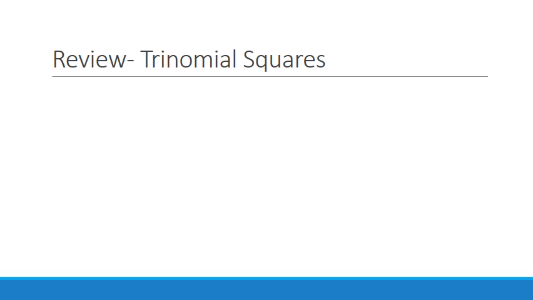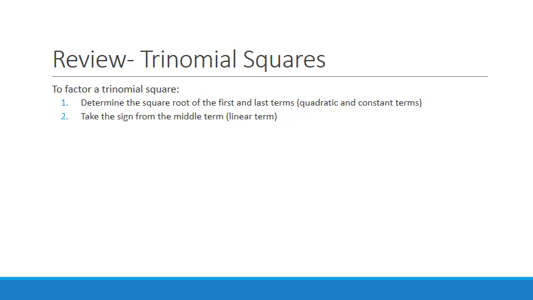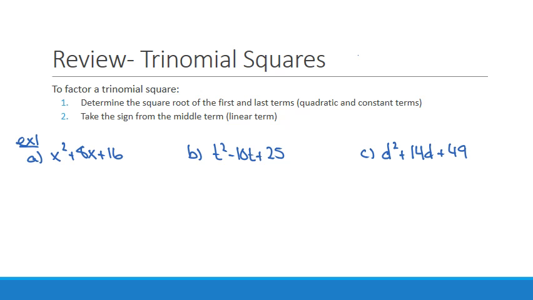So some more review on trinomial squares. To factor a trinomial square, determine the square root of the first and last terms, that's the quadratic and constant terms. Then take the sign from the middle term, the linear term. So here are 3 examples we can look at. First of all, we have to identify if they are trinomial squares.